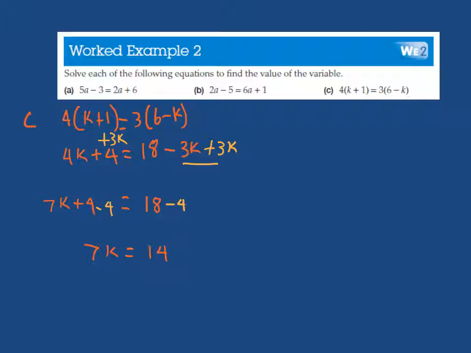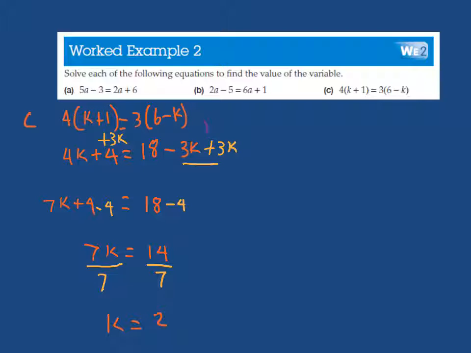All right, now I want to get rid of the coefficient, the 7 there. It's times by 7, so I'm going to divide by 7, divide by 7. So all I'm left with on the left is k, and on the right, I'm left with 2. 14 divided by 7 is 2. Okay, now a few things about this.